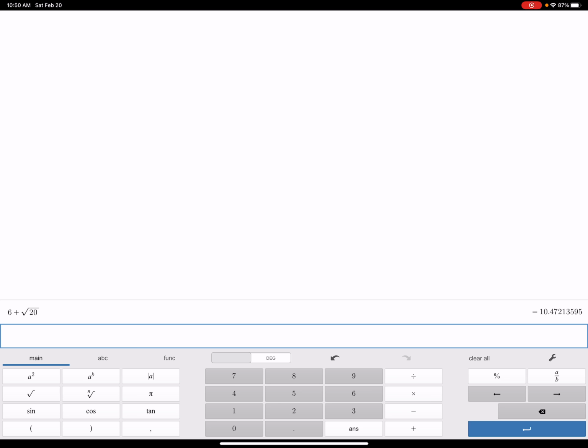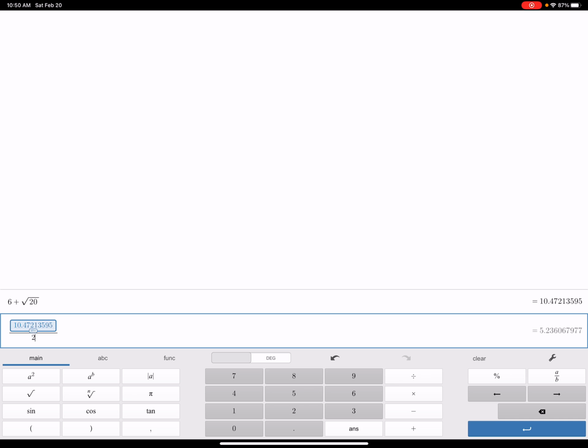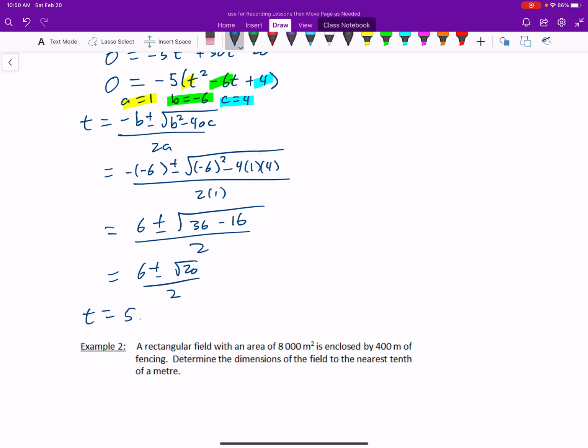is 10.47. And then I can divide that answer by 2. And I got 5.2. Let's round it to 1 decimal place. So 5.2 seconds.